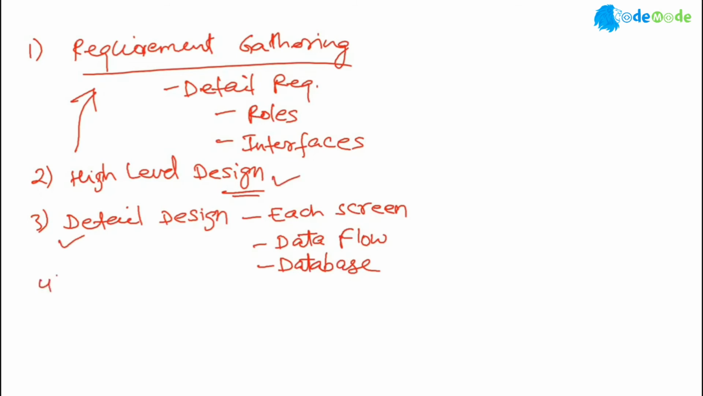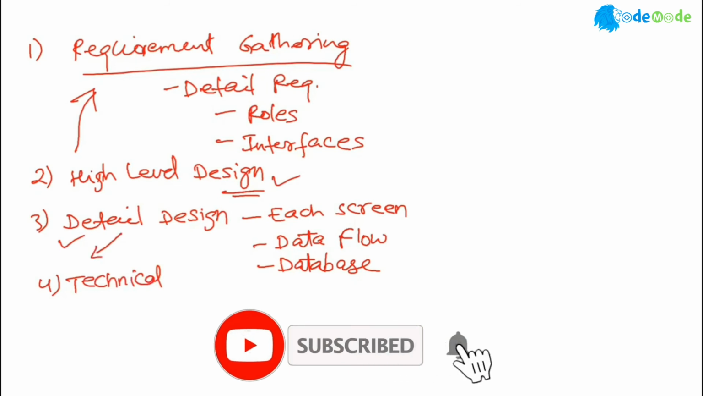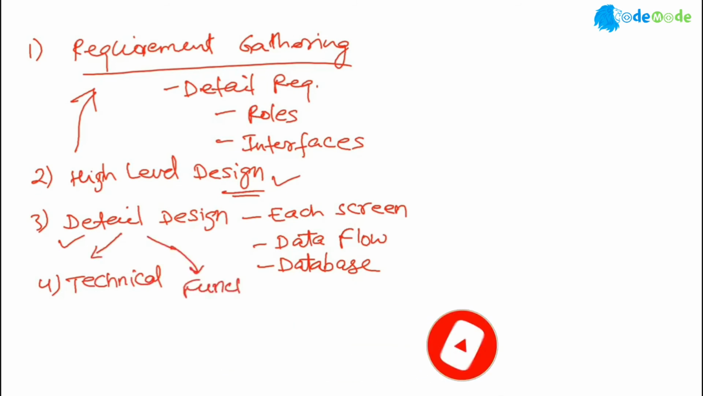You also do technical design. Detailed design is basically of two types. One is technical and another is called functional, right? Functional is where you're talking purely from the user interface perspective, like the screen, the flow of data from one screen to another screen and all that part.